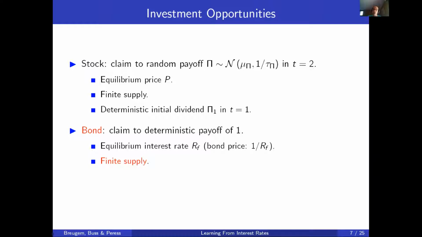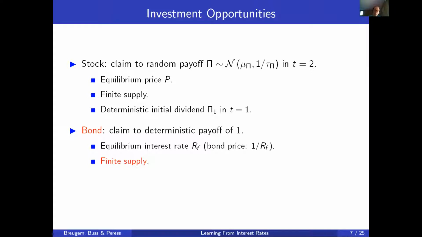What are the investment opportunities? As I said, there are two assets, a stock and a bond. The stock is a standard claim to a payoff that we denote pi, which is normally distributed with mean mu pi and precision tau pi. Throughout the paper, mus refer to unconditional means, whereas taus refer to precisions, so inverse of variances. That stock has a price P, is in finite supply, and pays a deterministic initial dividend pi 1 in the trading round. So investors own stocks, and they receive a payoff from the stocks which is completely known and deterministic. All the action is about the unknown pi, which is going to be paid and revealed in period 2.